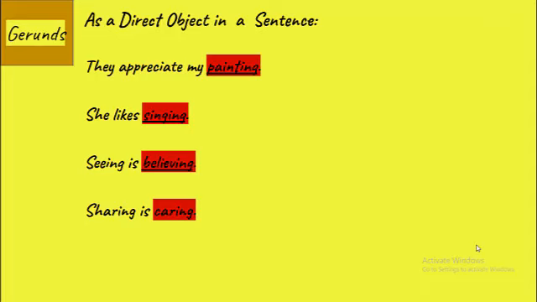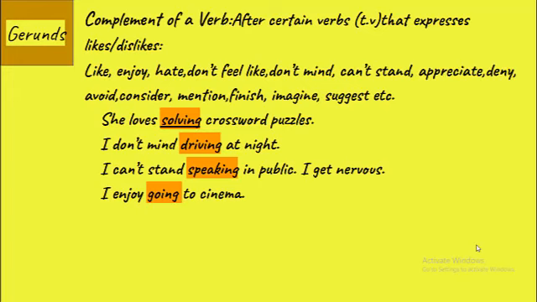We can see here the ing form of verbs can be used as objects, as in: they appreciate my painting, she likes singing, she is believing, she is caring. They come after a helping verb or after another verb. In all these sentences, painting, singing, believing and caring are objects. Because painting has been used as the object of appreciate, singing is the object of likes, and believing and caring are again objects.